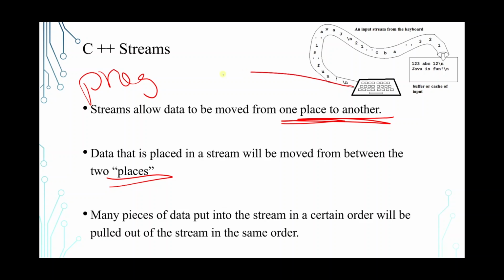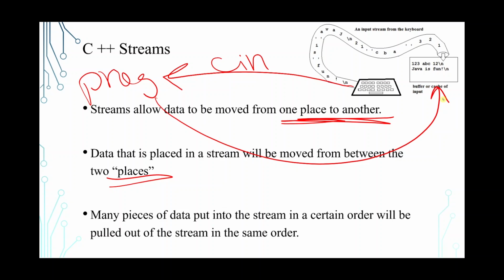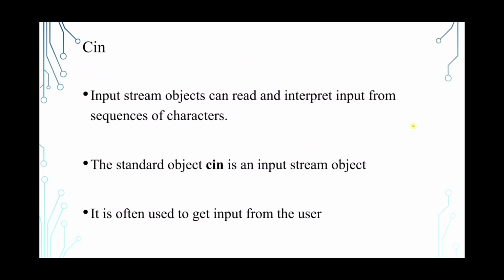So the keyboard puts input into your program, and this is where we use cin. Between your program and the console, that is using cout. So going from the keyboard to the program, we use cin. Going from the program to the console, that is using cout. Let's start with cin.